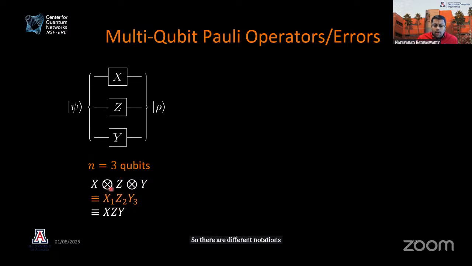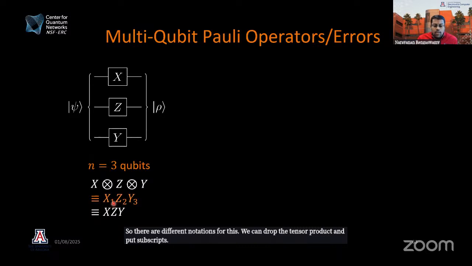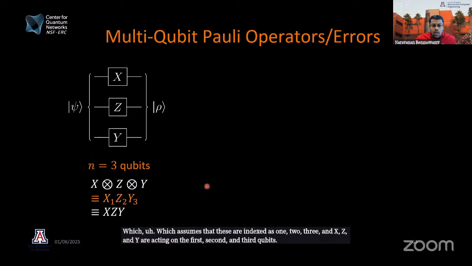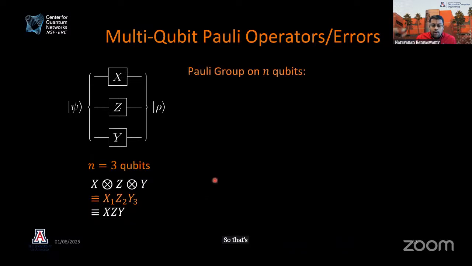There are different notations for this. We can drop the tensor product and put subscripts on these Pauli operators, and that tells you which operator acts on which qubit. And sometimes we even drop that and just concatenate this Pauli string, which assumes that these are indexed as 1, 2, 3, and X, Z, and Y are acting on the first, second, and third qubits. So that's how multi-qubit Pauli operators work.